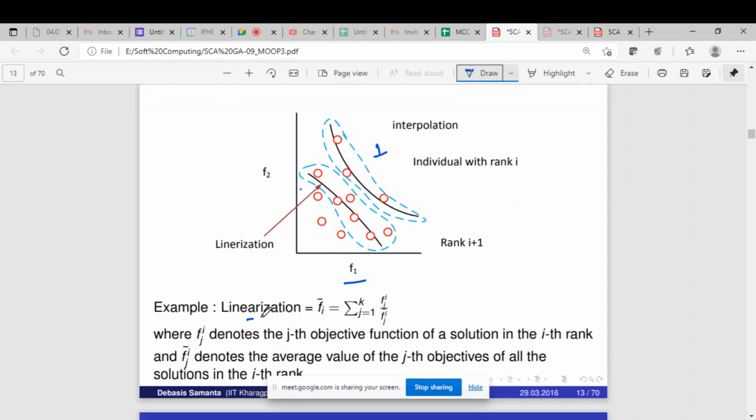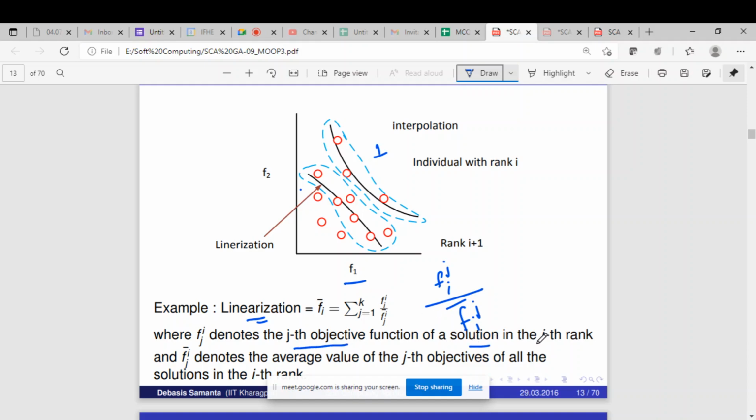Now how linearization is done: f_i dash is equal to sigma j equal to 1 to k of f_ij by f_ij bar. So what is f_ij? f_ij denotes the jth objective function of a solution in the ith rank.